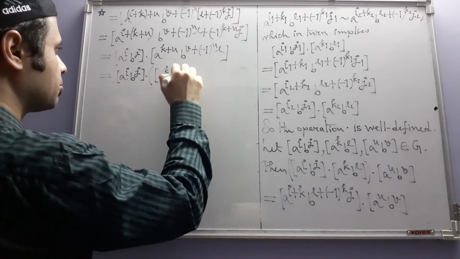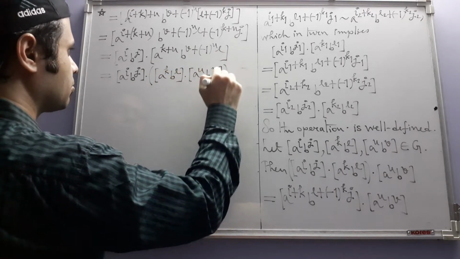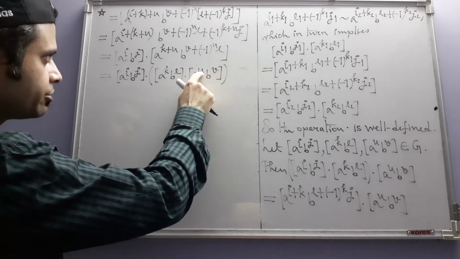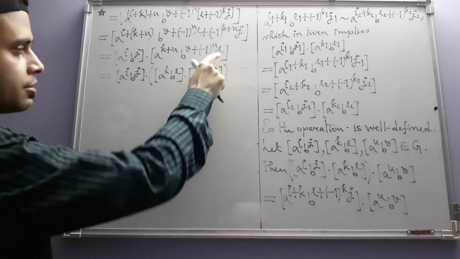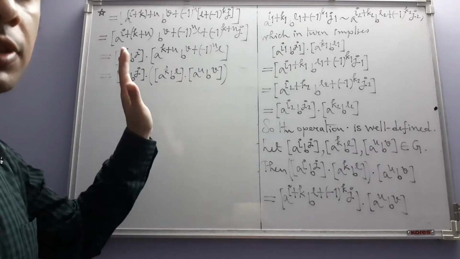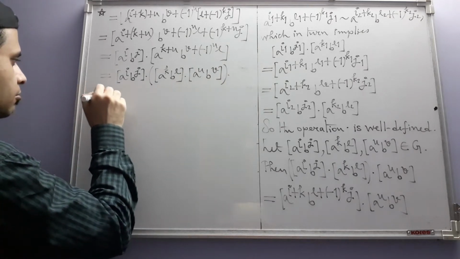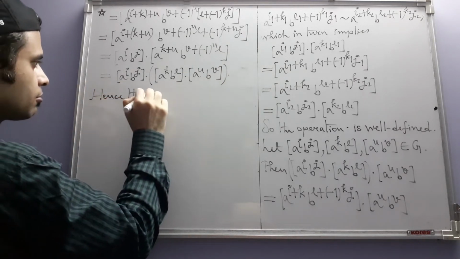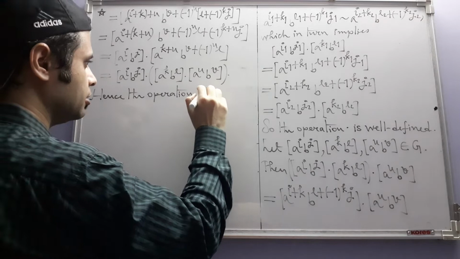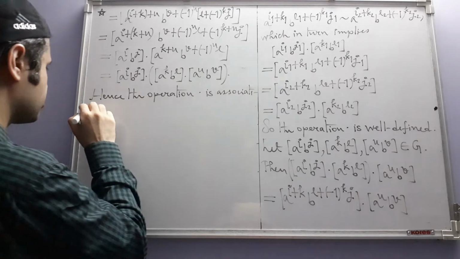A^K B^L dot A^U B^V. K plus U, we have that V plus (-1)^U times L. Yes. So now you see that actually we have the associative law to be true. Hence, the operation dot is associative.